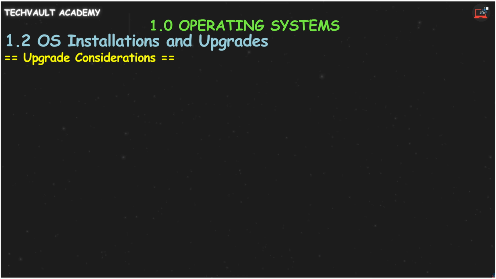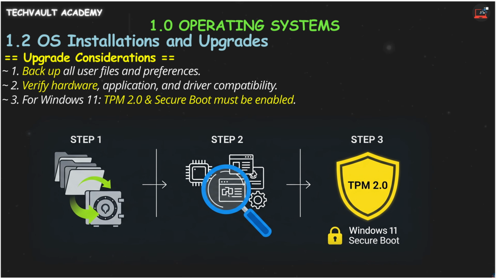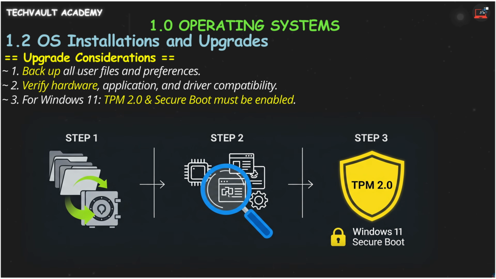Finally, before any upgrade, you have critical homework to do. First, back up your files. Second, check for hardware compatibility and ensure your applications and drivers will work with the new OS. For Windows 11 specifically, this means verifying your system has TPM 2.0 and Secure Boot enabled in the UEFI BIOS. Also be aware of the product lifecycle. OS vendors release regular quality updates for security and periodic feature updates for new features.